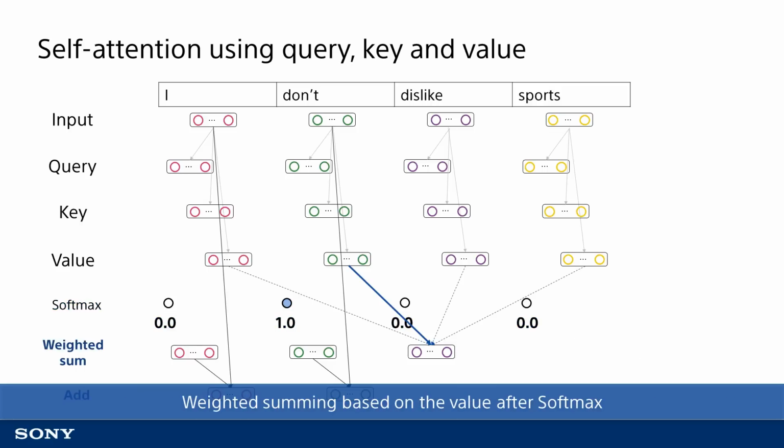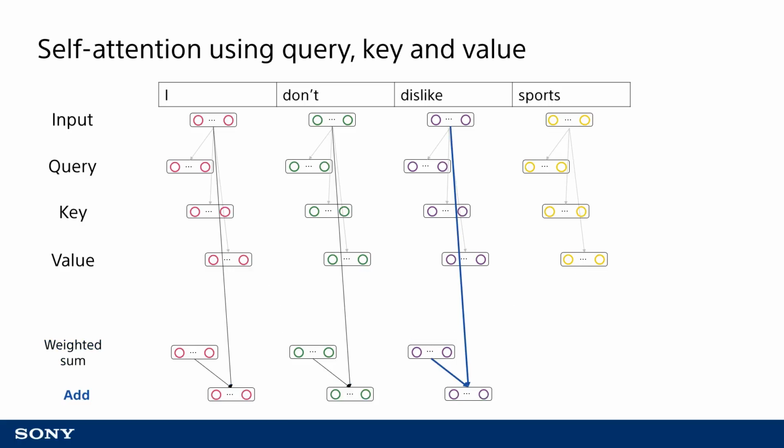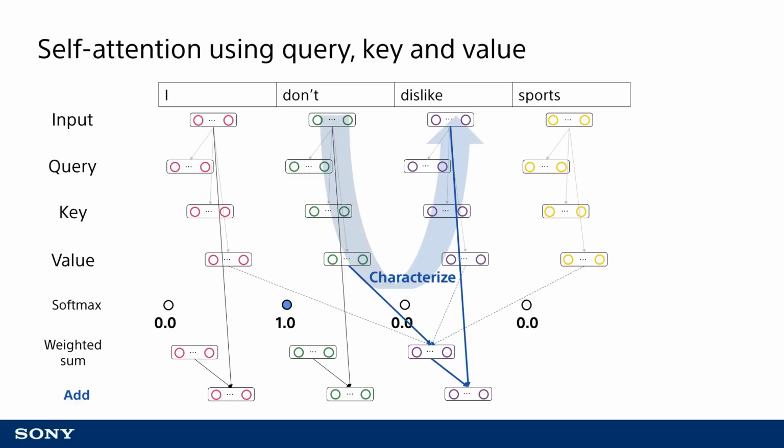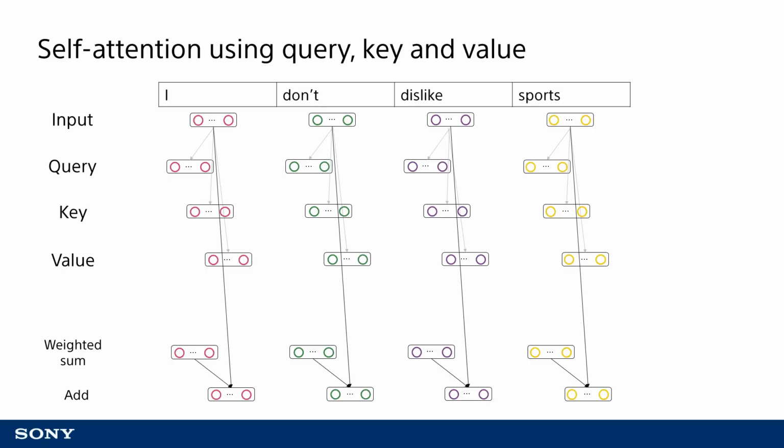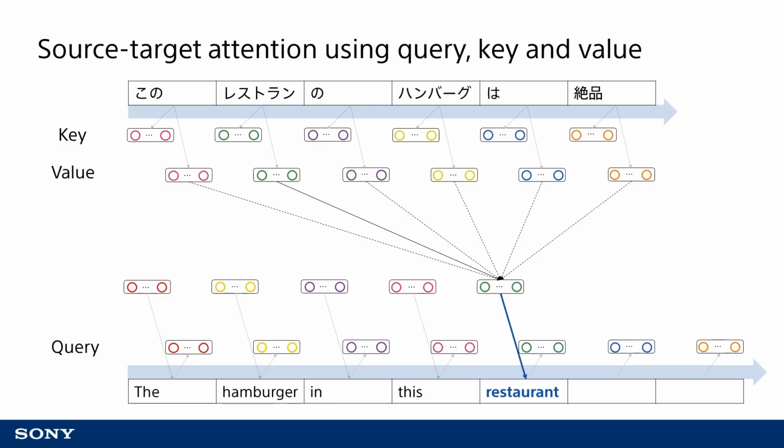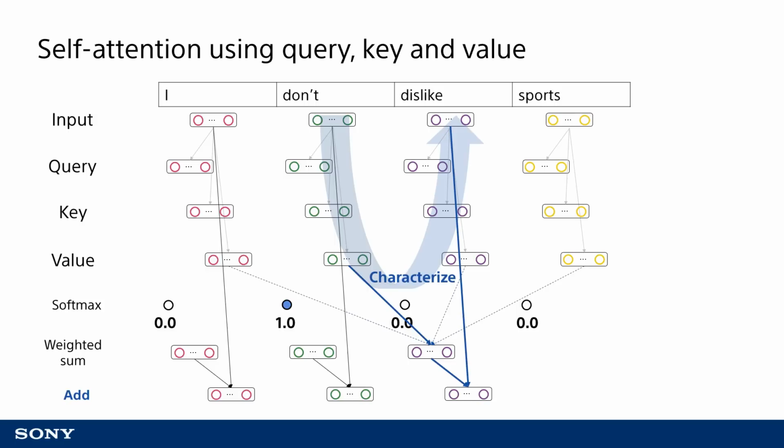This weight is multiplied by the value vector and used to perform a weighted sum operation on the current word. For example, the model can express a negation by focusing on the second don't to characterize the word dislike. Self-attention is a framework whereby the neural network updates itself with the results of using attention. This is different from the use of the source target attention used to create correspondence between two different series. Using self-attention enables a framework whereby features of one area of focus are determined by focusing on another area of focus.